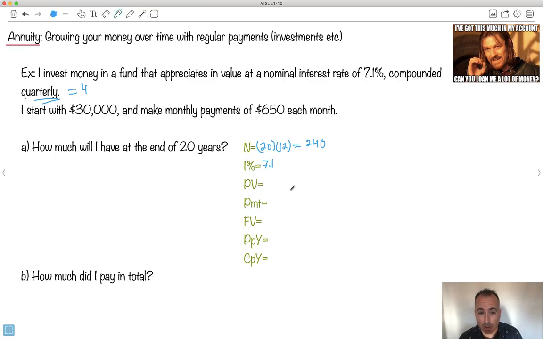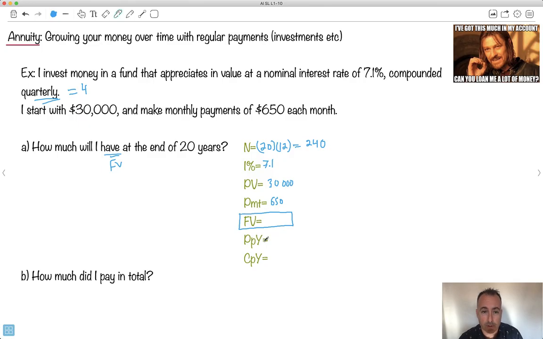Now let's think carefully, what do we do about the present value? Well, that's what I start with. So that's actually good news. That's actually nice and easy. It's just I start with $30,000. And my payments, what are those? Those are $650. So that's kind of nice. I'm making those each month. Future value, that's actually what I want, right? I'm looking for future value here. So I'm going to put that one as the one I'm going to solve for.